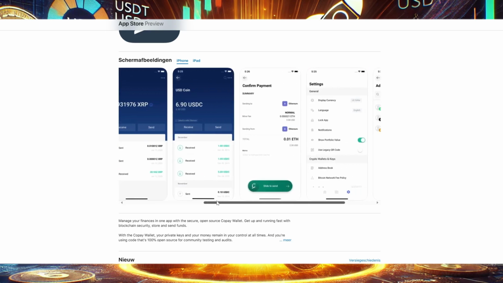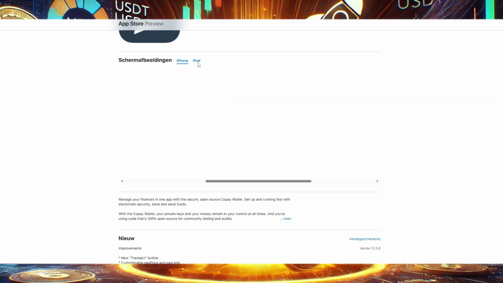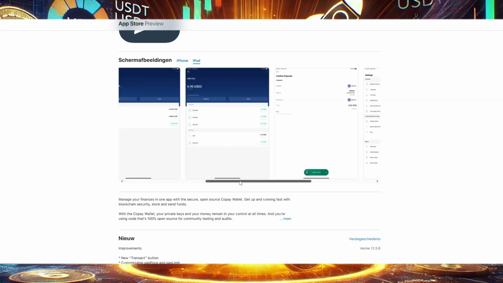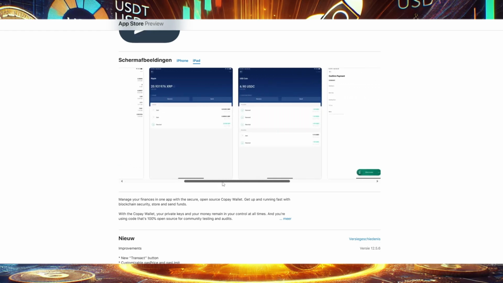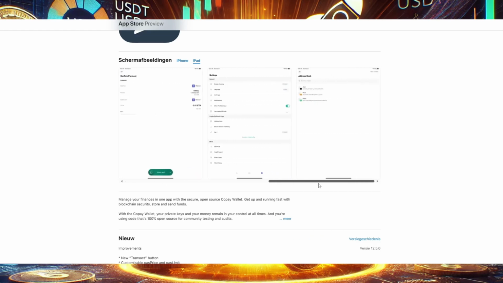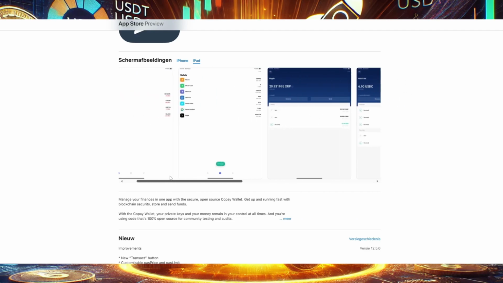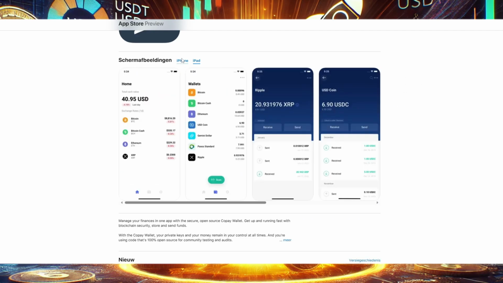Copay supports a wide range of cryptocurrencies, including Bitcoin, Bitcoin Cash, and several ERC-20 tokens, providing flexibility for diverse crypto portfolios. The wallet's user interface is clean and intuitive, offering seamless navigation, which makes it accessible even to those new to crypto.